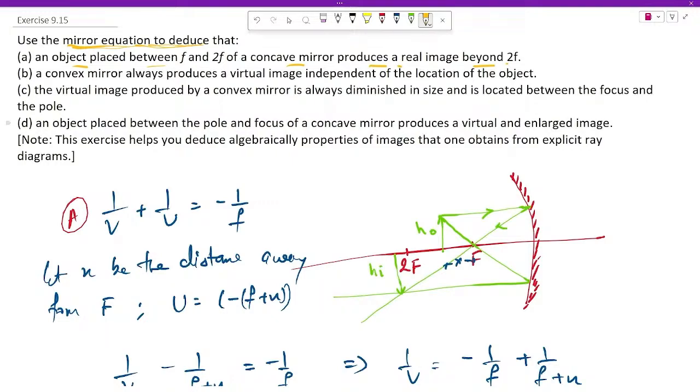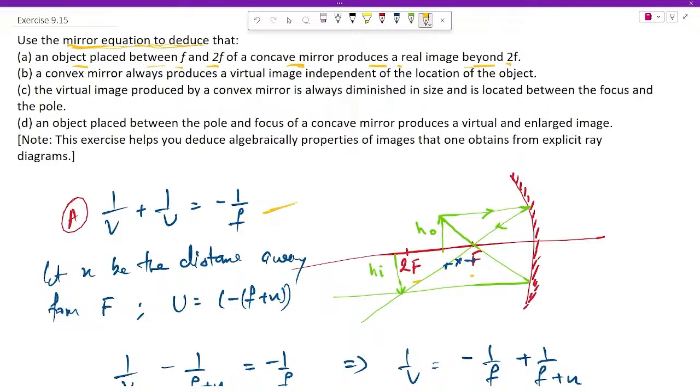So in the first statement, we have been given an object placed between f and 2f of a concave mirror produces a real image beyond 2f. So here is a concave mirror, and we have to use this mirror equation. We don't need to rely on the ray diagram. I have just used the ray diagram for the illustration. So we have to prove that when the object is placed between f and 2f, the concave mirror produces a real image beyond 2f. The image will be produced beyond 2f and it will be real.